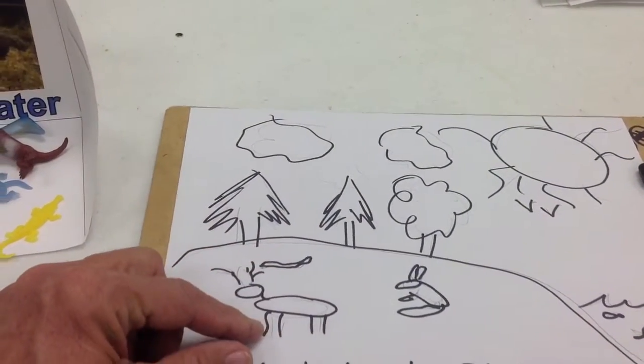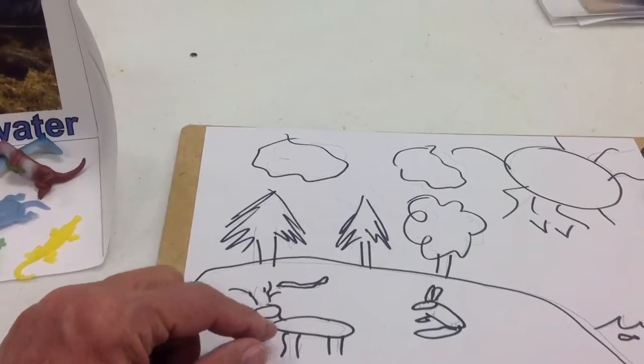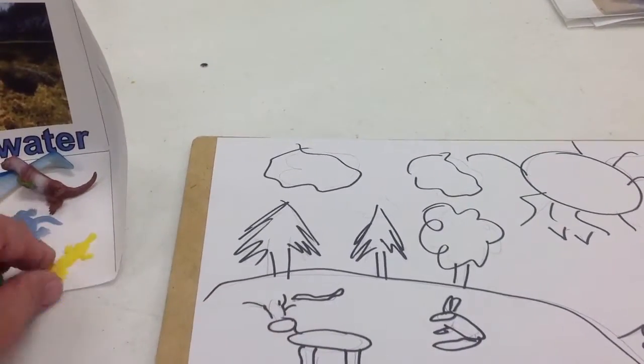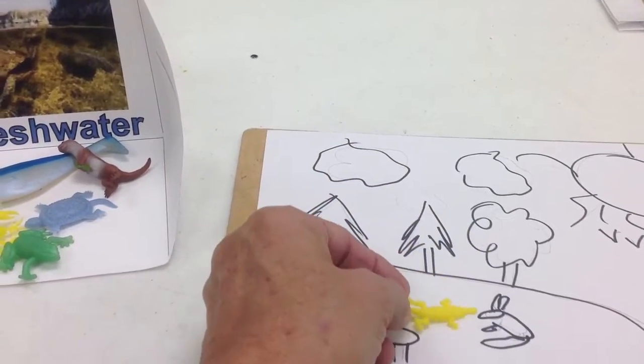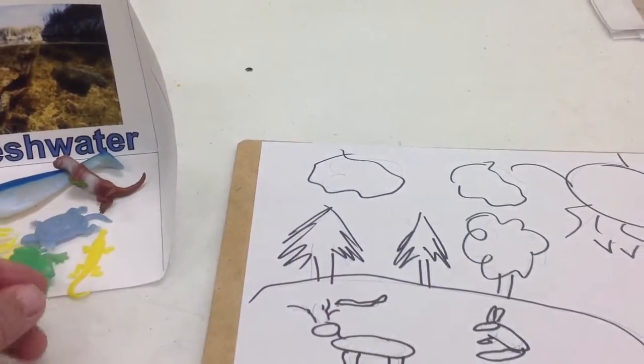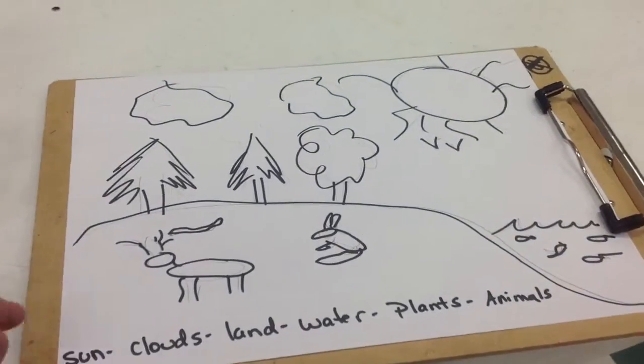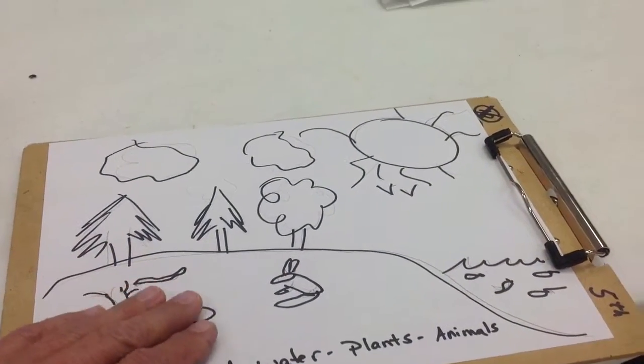They like to look in books. They like to use the little animals that I have here. A lot of the kids trace these little animals because they didn't know how to draw an alligator, which is fine. Then they have to place their animals in their habitat.